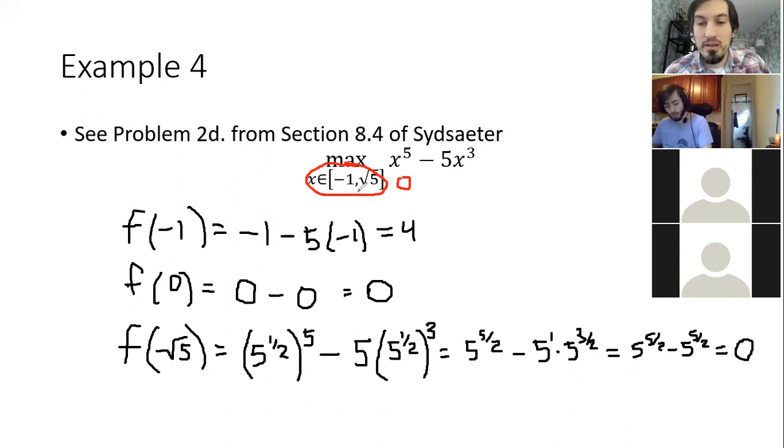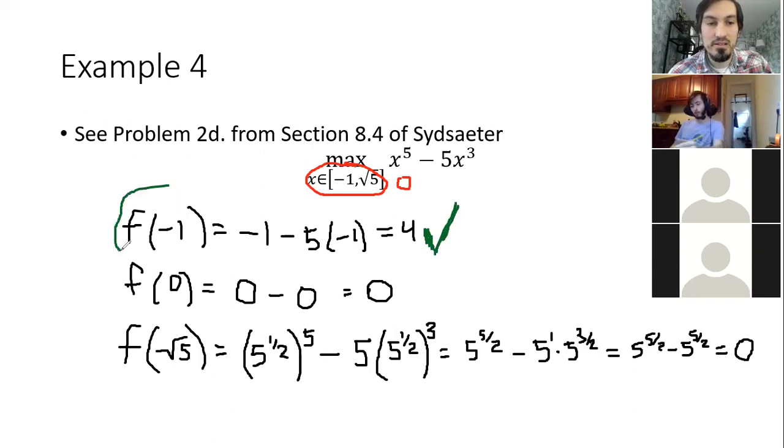So at -1, it's 4. At 0, it's 0. At square root of 5, it's 0. The largest of 4, 0, and 0, the biggest of the big green checks, is this one. There's our answer, -1. And maybe that wasn't so obvious when you looked at this problem.